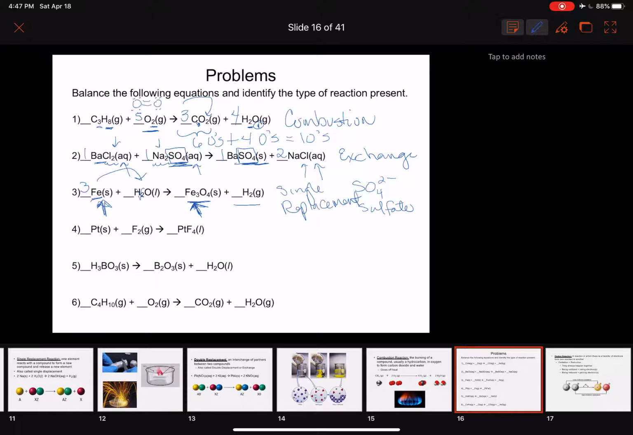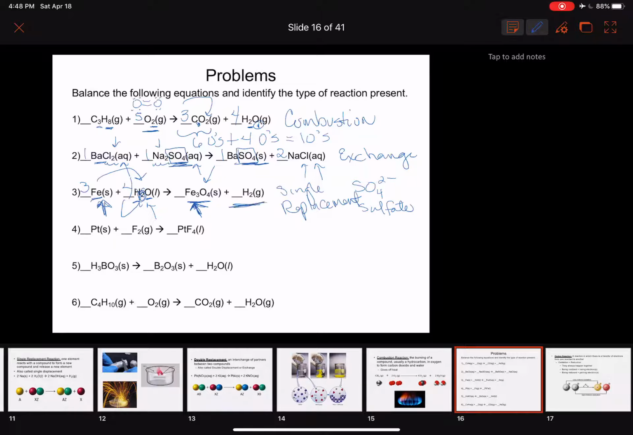Okay, so back to balancing. We've got 3 irons on each side, and if we move on to oxygen, we can see that we've got 1 oxygen from that single water that we have, and we have 4 oxygens in our iron oxide. So how many waters do we need in order to have 4 oxygens on the reactant side? 4. Okay, so that leaves us with hydrogens, and we have 4 waters, and each water has 2 hydrogens. So we've got 4 times 2 there. So we've got 8 hydrogens.